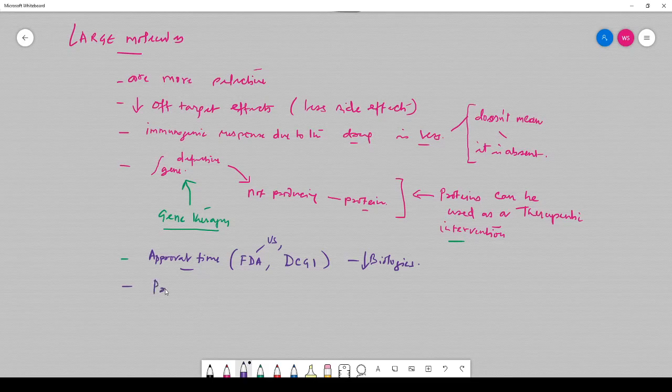Then, usually proteins are unique, meaning they can be easily patented. What is the advantage of a patent? The company can monopolize. Only that company with the patent can manufacture the drug. So that is again an advantage. And then proteins as therapeutic agents are costlier than small molecule drugs. So these are all advantages for the industry.